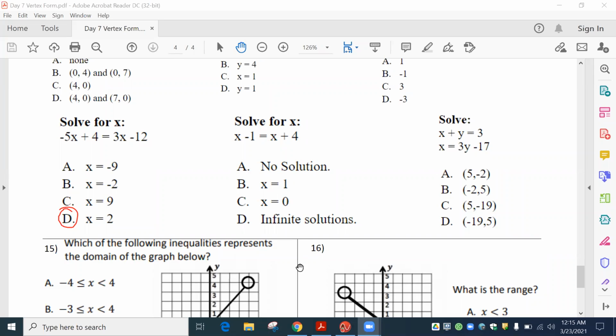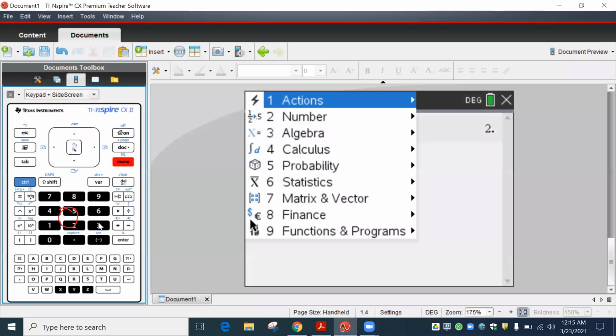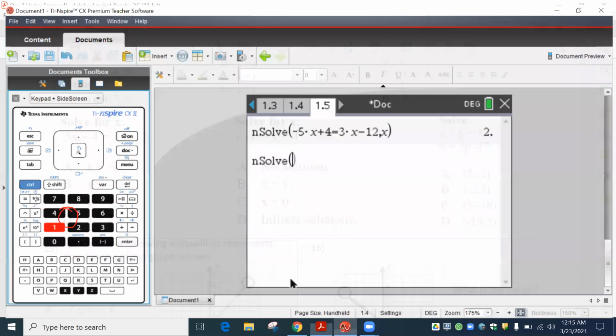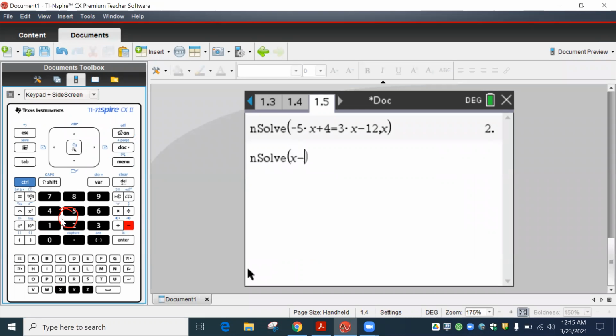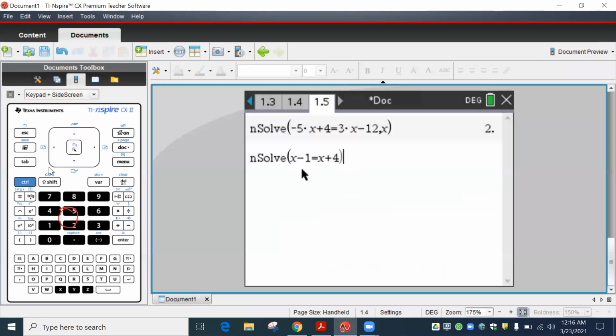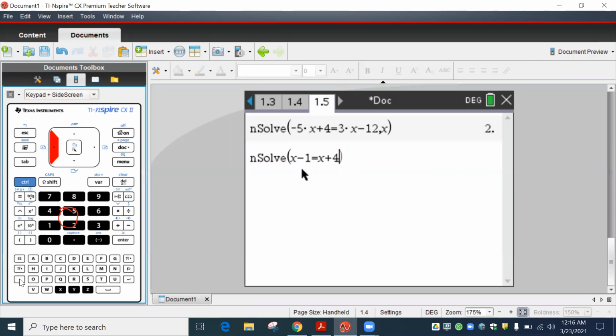So right here, we've got another equation. So we're going to go type this in. I can just hit menu 3-1 again, and we're going to type in x minus 1 equals x plus 4. Hit enter. Oh, so what did I forget to do? Didn't work. I told you it wouldn't work if you didn't do this. I forgot to hit comma x. We're going to pretend that I did that on purpose just so that y'all could learn what happens when you don't put it in. So this is no solution.